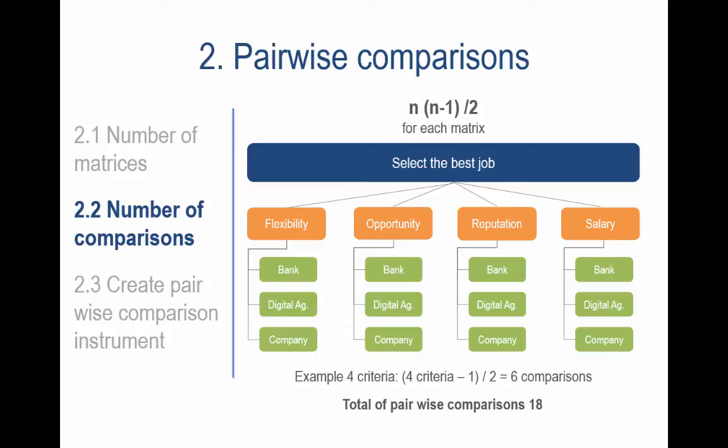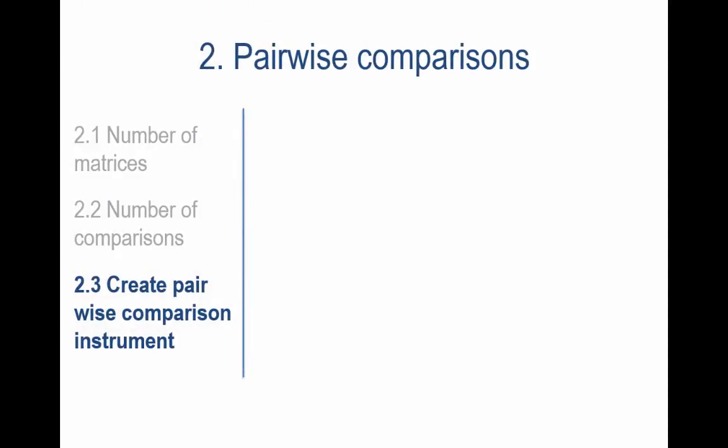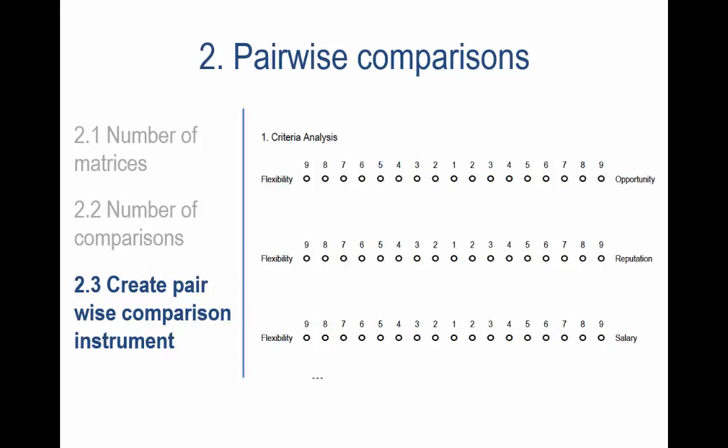Then, we construct the pairwise comparisons instrument. In this case, we have this questionnaire where the decision maker, which is me, will select the preference of his alternatives based on the scale we described earlier. Remember, there were 18 comparisons in total, 6 for the first matrix, and there are 3 comparisons for each of the following 4 matrices, corresponding to the analysis of the alternatives under each criterion.